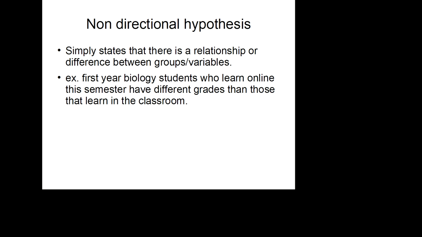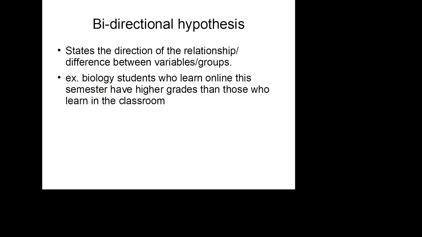So non-directional hypothesis simply states that there is a relationship or difference between groups or variables. For example, first-year biology students who learn online this semester have different grades than those that learn in the classroom. Bidirectional hypothesis, on the other hand, states the direction of the relationship, or the difference between variables and groups. For example, biology students who learn online this semester have higher grades than those who learn in the classroom. So higher, so up, so there's a direction.